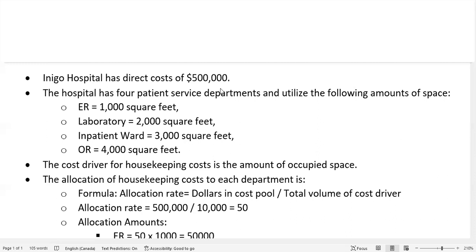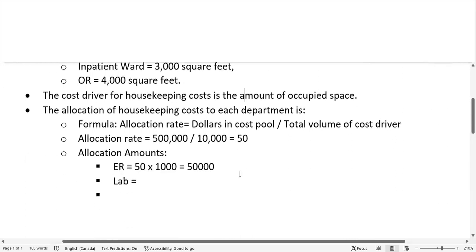Right. So in this example here, we have identified that the cost driver for the hospital is the amount of space occupied by each department, right? So the cost driver, if you remember, is the basis on which the overhead costs are allocated. So we need to pay attention to that. We've clearly indicated in this example that the housekeeping cost is driven by the amount of occupied space.